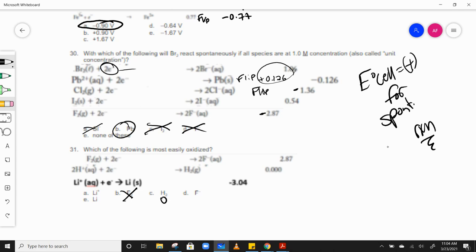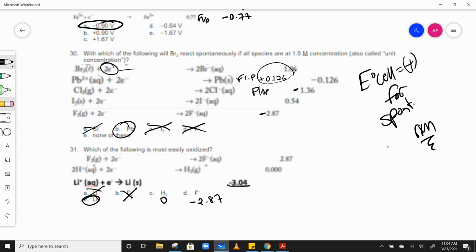F minus, if you do it the opposite way, if we want it to be oxidized, that means it loses electrons. That would be negative 2.87. Okay. Lithium plus, we'd have to flip it. In order to be reduced, it requires this much energy, so that would be the opposite. That one wouldn't even happen. So it's got to be E.